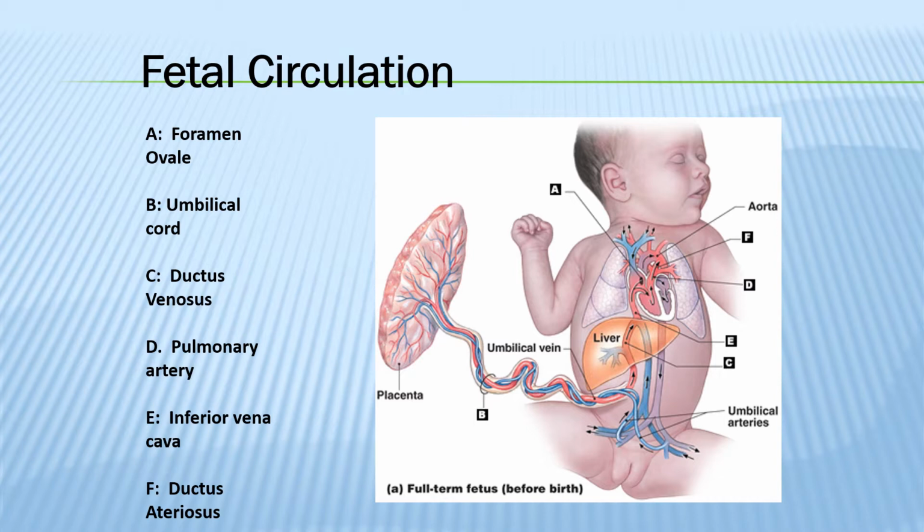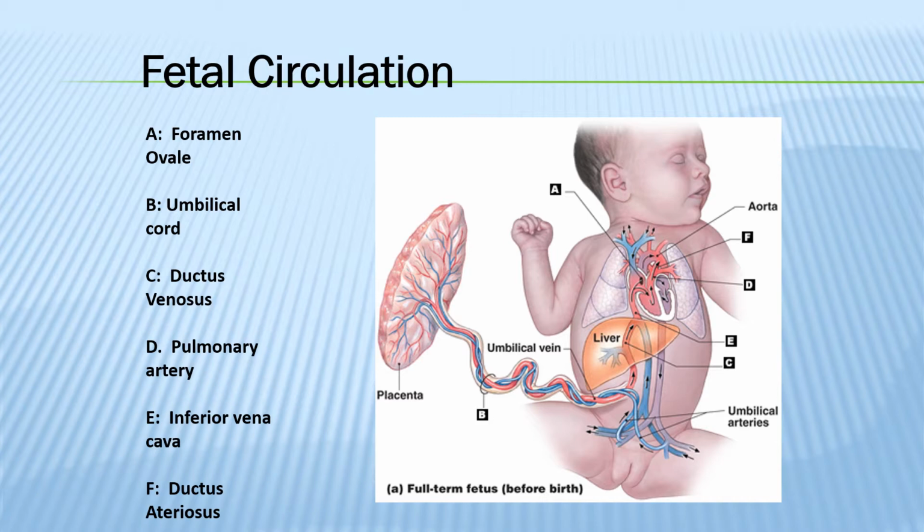Fetal circulation. This is amazing. There are what we call 3 shunts in fetal circulation, and we're going to identify those on this slide. First, take a look at your picture and let's identify some of the structures here. You see the placenta there to your left, and then you see the umbilical cord coming off of the placenta.